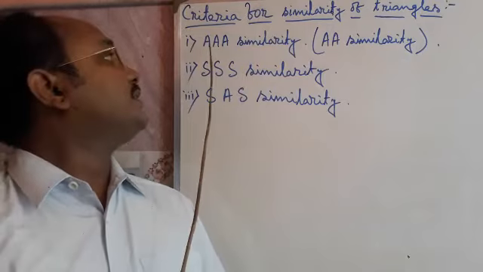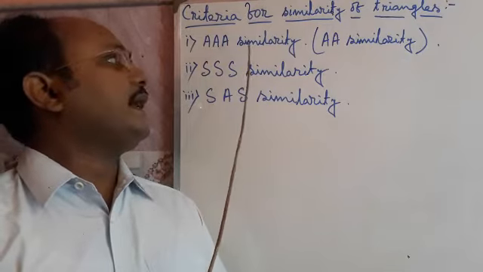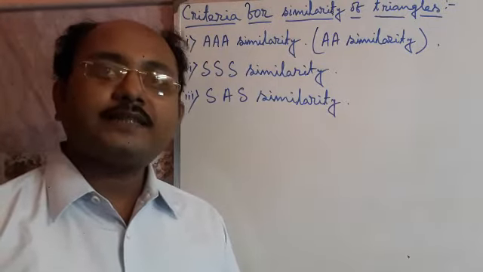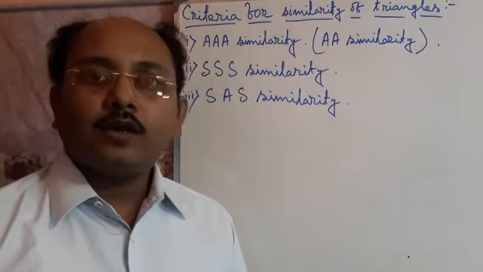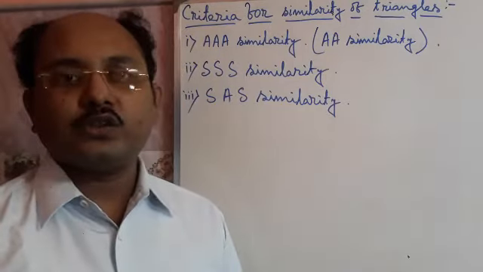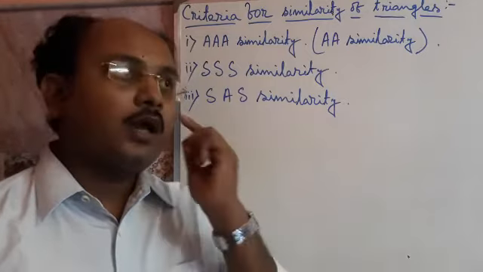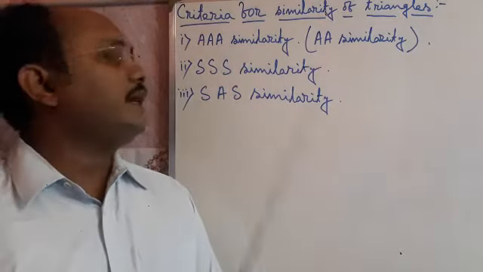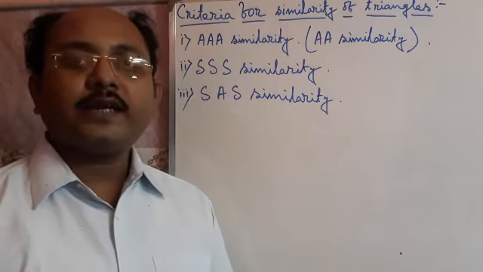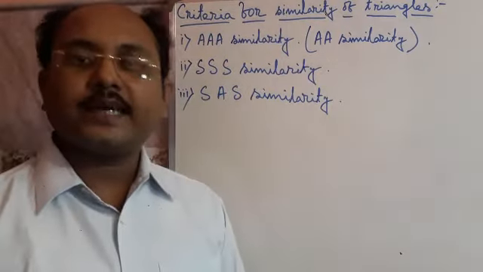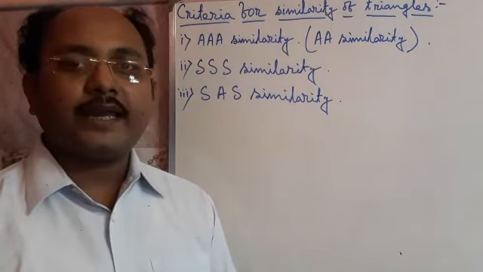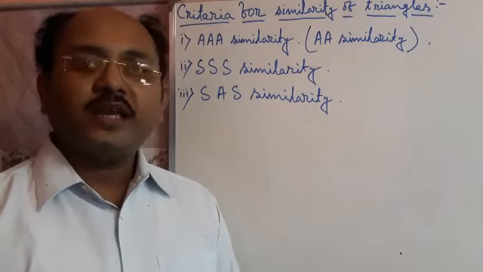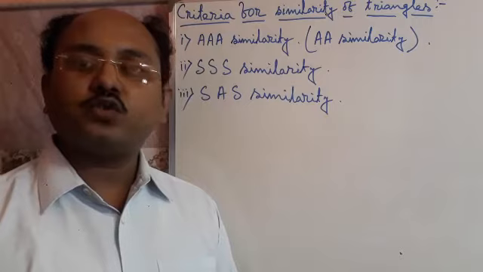What are they? The first criteria is angle criteria. That is, if the corresponding three angles of two triangles are equal, then their corresponding sides are also in equal ratio, and we can say that these two triangles are similar. To check that three angles are equal, it is enough if we check only two angles. If two angles of a triangle are equal to the corresponding two angles of another triangle, then it is obvious that the third angle of these two triangles will be equal.